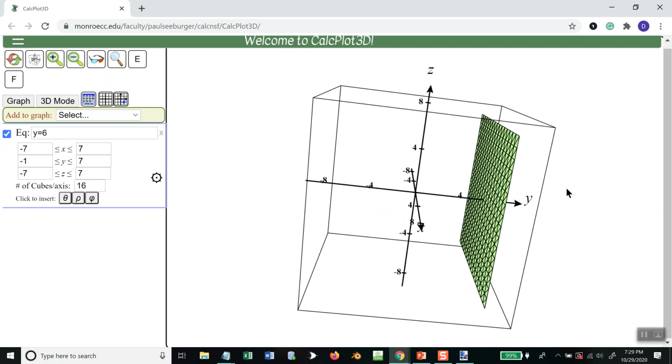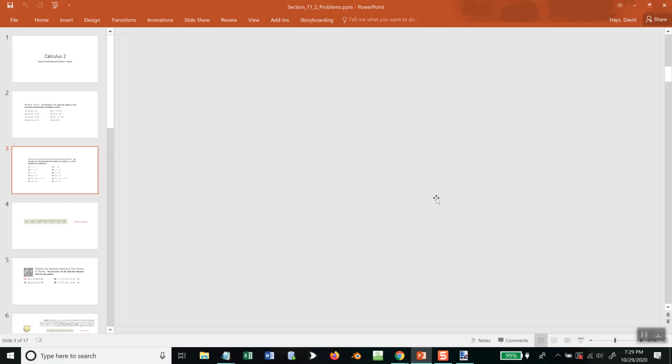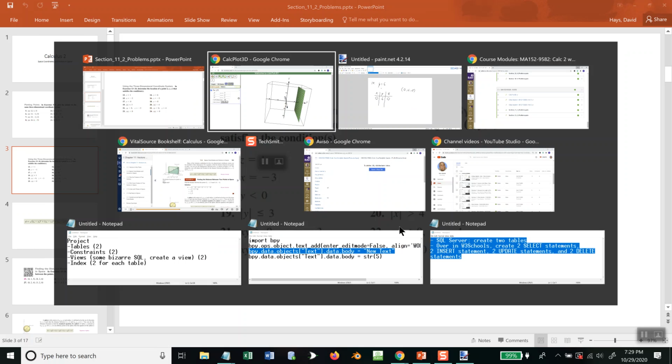These tools have made it so much easier. You can visualize it. You can see what's happening. You can rotate it. Okay. 20 might be interesting.